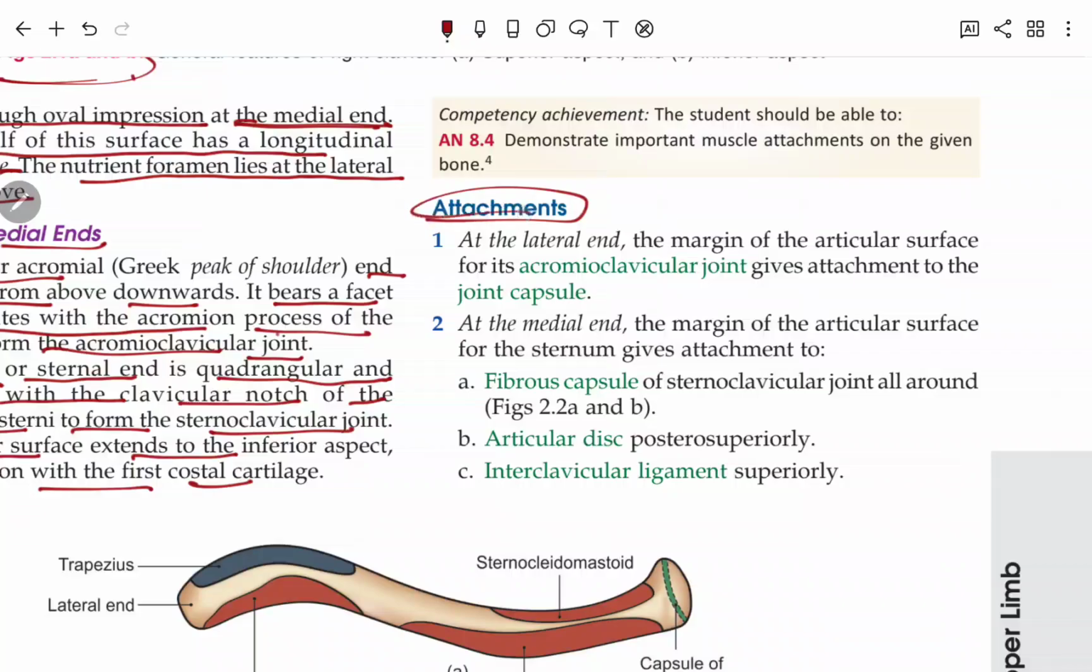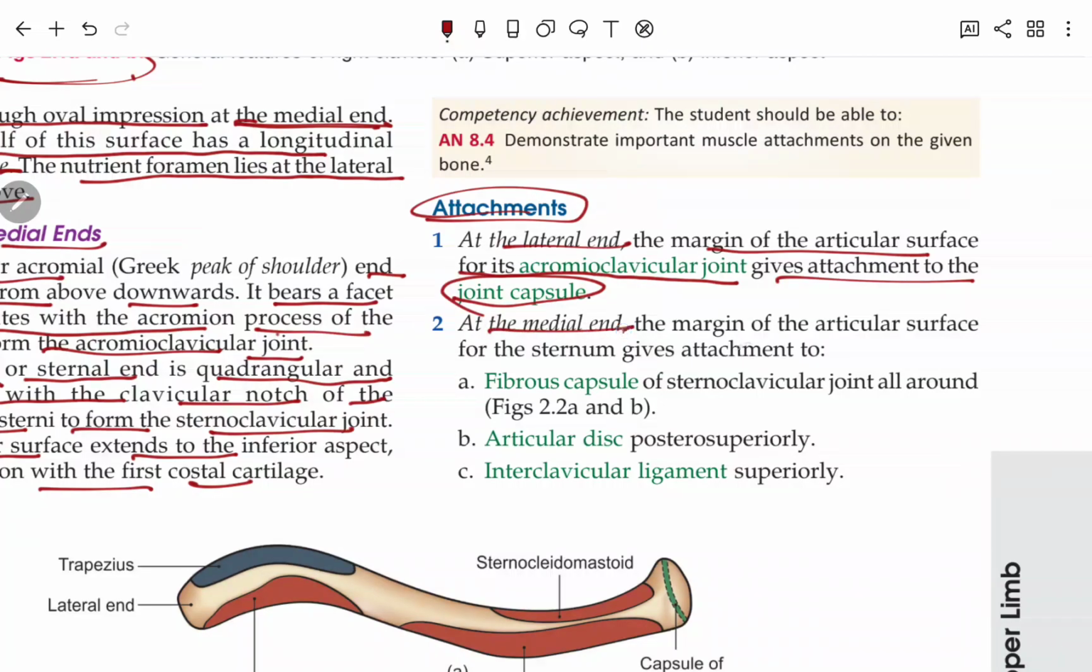Now what are the attachments of the clavicle? At the lateral end, the margin of the articular surface for the acromioclavicular joint gives attachment to the joint capsule. The joint capsule is a thick sheet of covering which covers the joint, in which, if it's a synovial joint, the synovial fluid flows, which gives nutrition and each and everything to the joint.